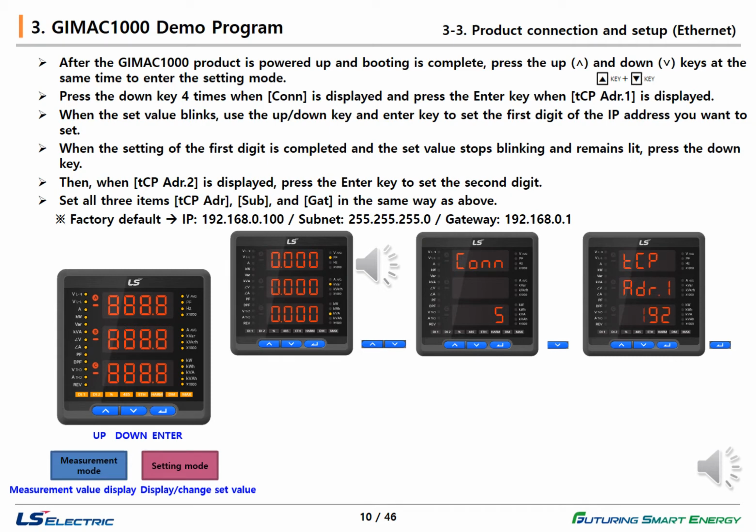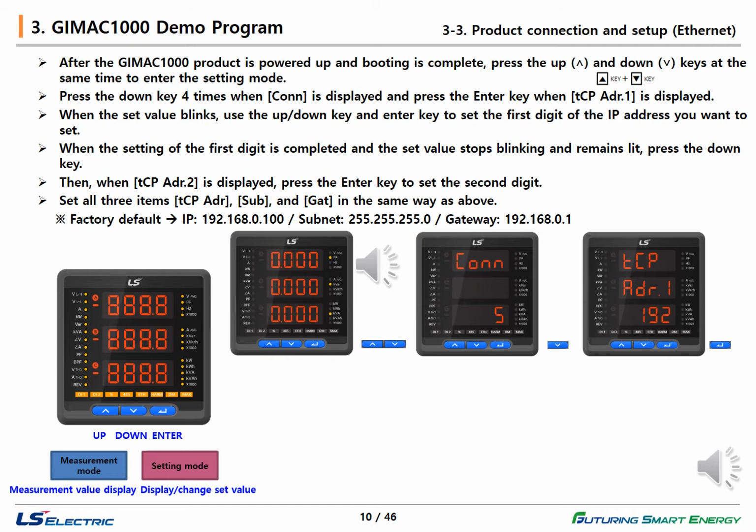Subsequently, when the tens digit flashes, adjust the number with the up and down keys as well, then press the enter key to adjust the rest of the numbers. Once the setup is completed, press the enter key at last so that the numbers stop flashing.